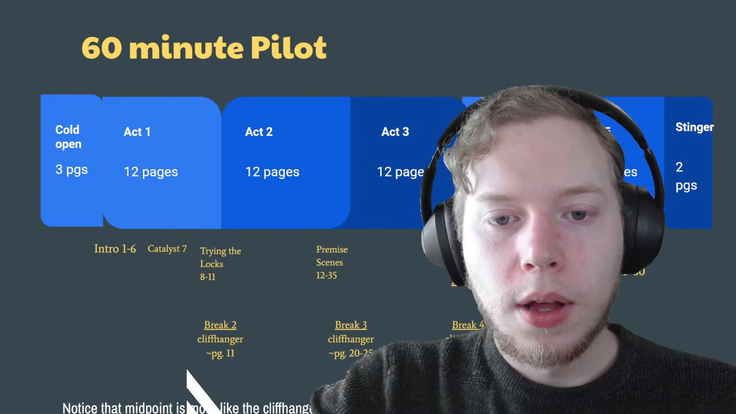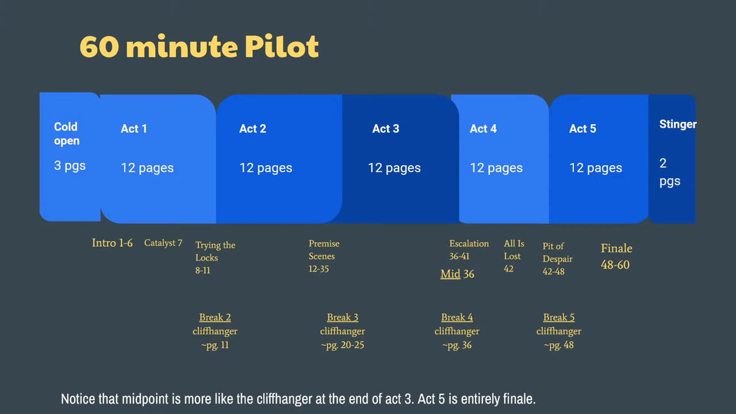So, the 60-minute pilot. Let's look at the structure for this one. It's pretty much the same, but some of these benchmarks are obviously moved around a little bit because you have twice as much space. The acts are going to be 12 pages instead of 10 pages. We have a little longer for cold open and stinger. And premise scenes are quite substantial. Premise scenes are going to be basically all of Act 2 and into Act 3.